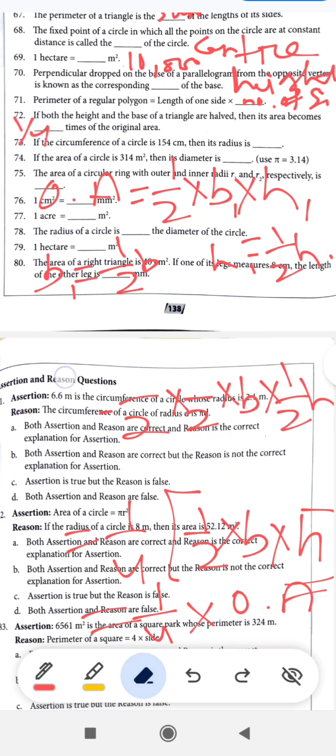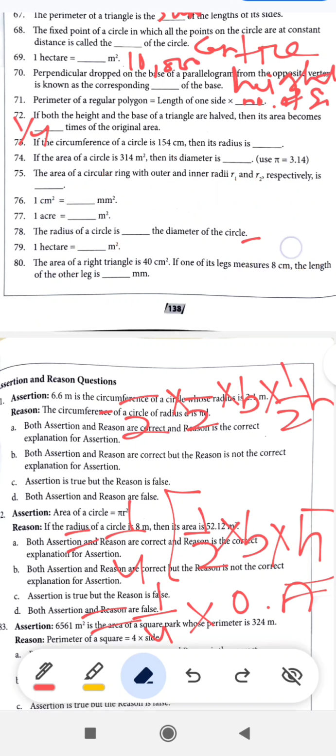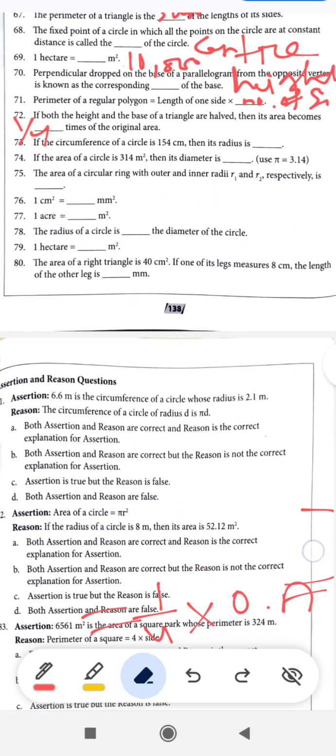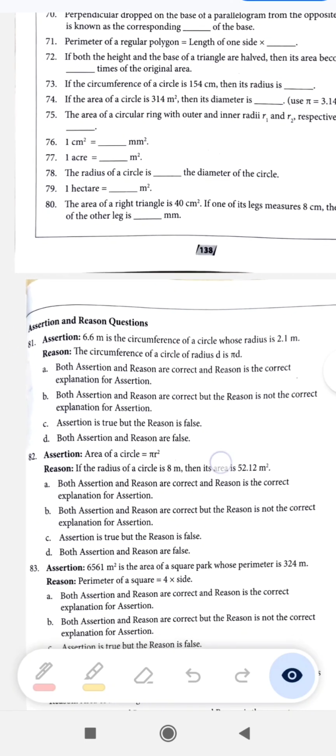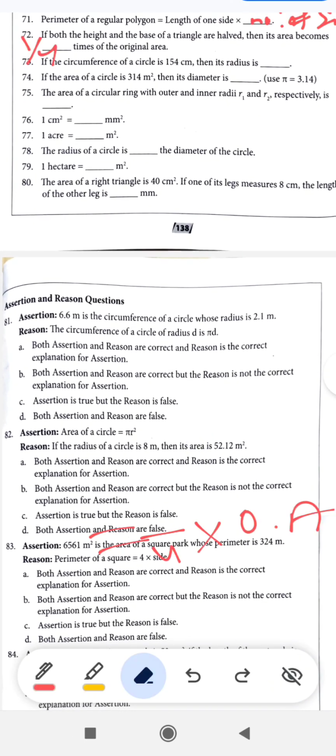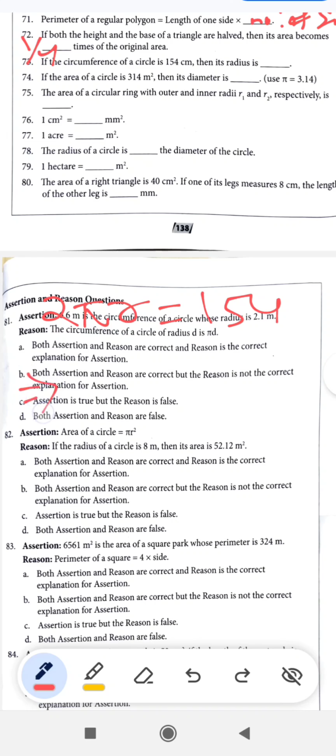Correct? Now the next part, question number 73. If the circumference of a circle is 154 centimeter, then its radius is? Circumference of a circle formula: 2 pi r is equal to 154. So 2 into 22 by 7 into r is equal to 154.